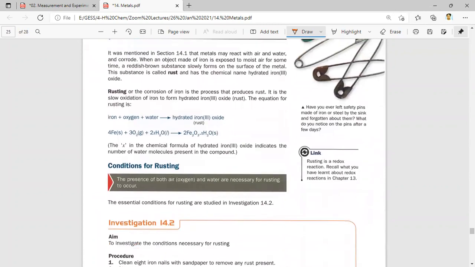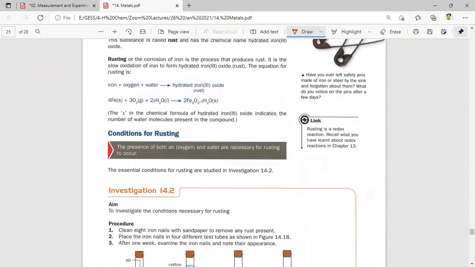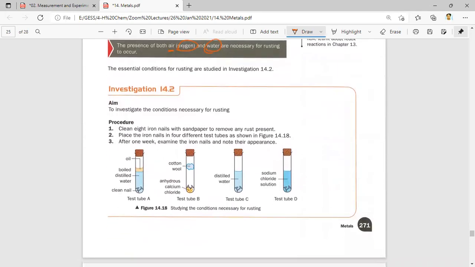So what's the key idea of rusting? Just take note, there are two main conditions. You need oxygen, which is found in air, and water. So oxygen and water are the two main things you need for rusting. Is that it? Actually, we're almost at the end of this chapter already. The key idea now is, how would they normally test you on rusting?